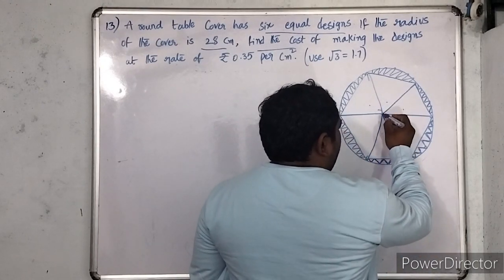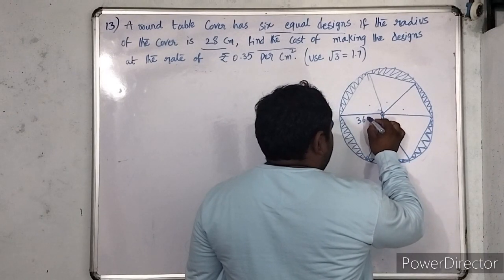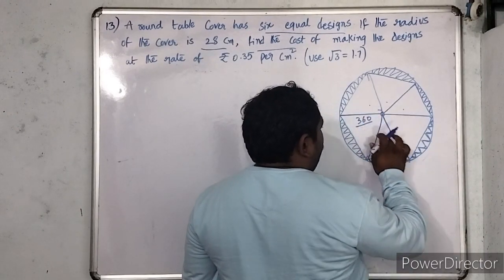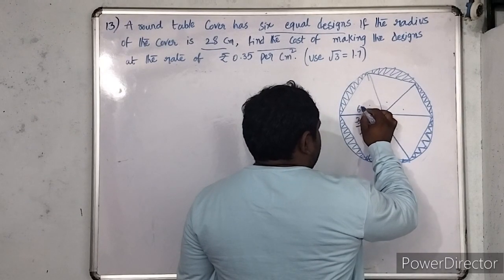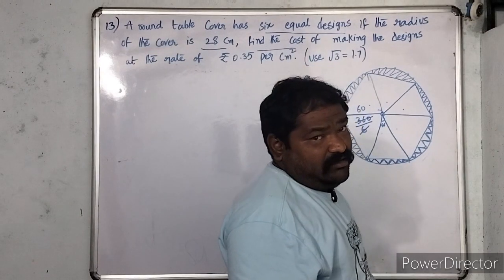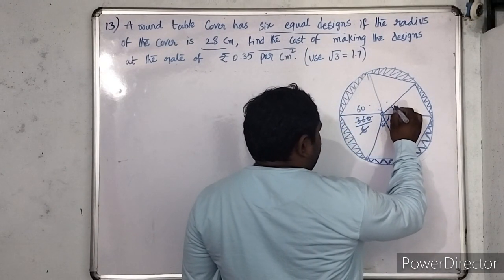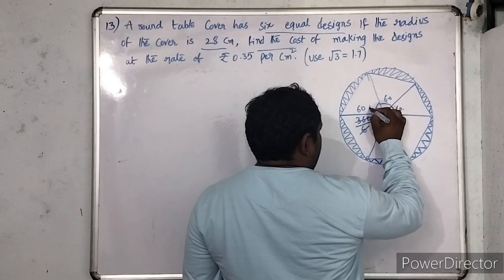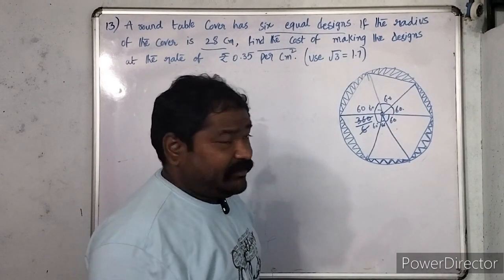In a circle, the center contains 360 degrees. At the center, the angle is 360 degrees. Total 6 designs we have. 6 ones are 6, 6 sixties are 360. Therefore, each sector has a 60 degrees angle. 60 degrees, 60 degrees, 60 degrees. Each sector has 60 degrees at the center.